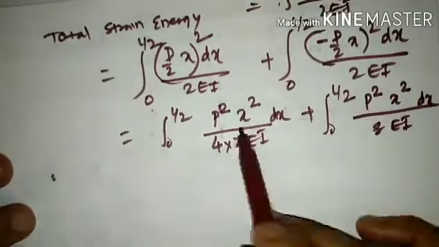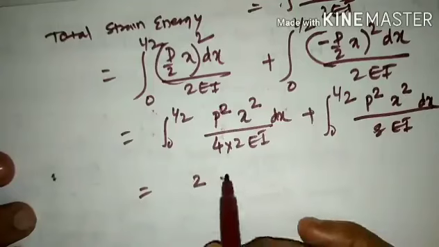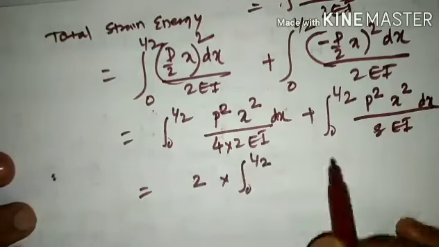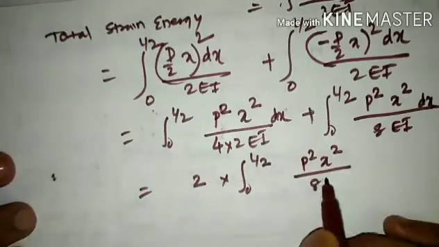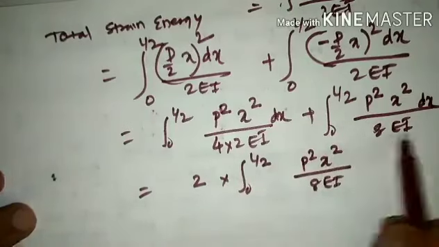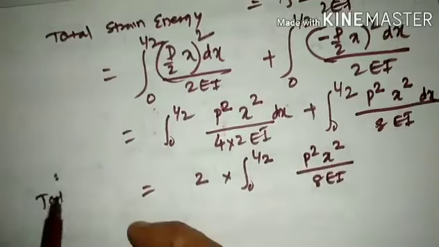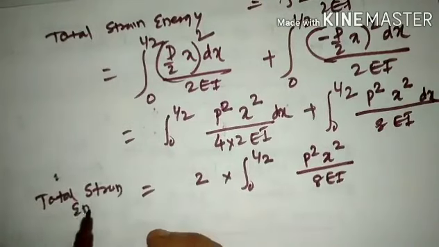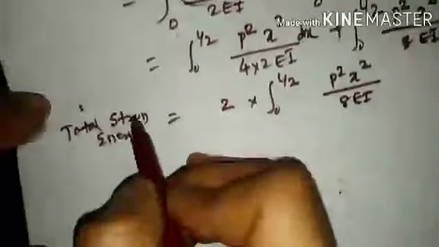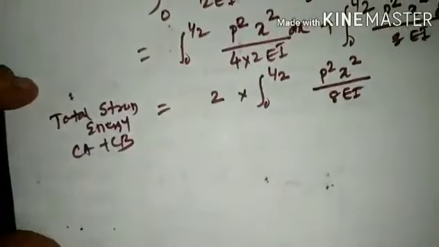Now if we see, both the terms are the same, so we can write it as 2 times the integral from 0 to L/2 of P squared x squared divided by 8EI, since 4 into 2 is 8. So this is the expression that we get for the total strain energy. Total strain energy means the strain energy composed of CA plus CB.